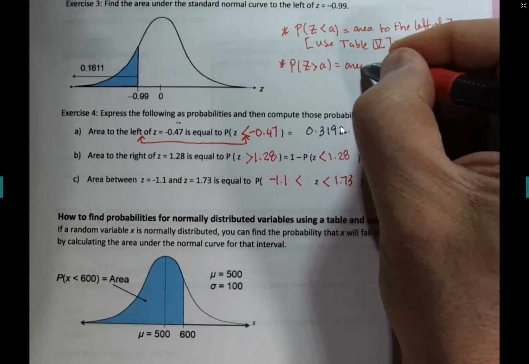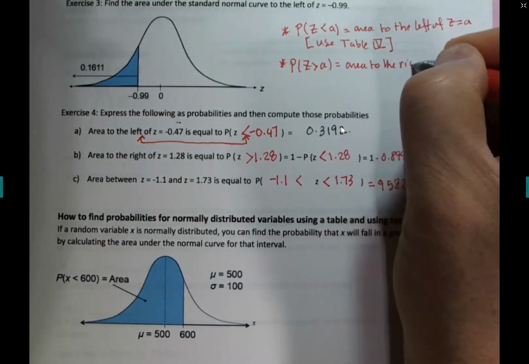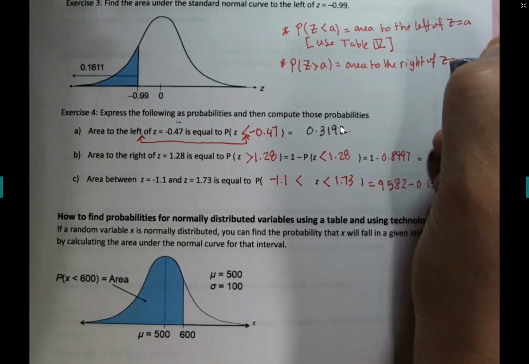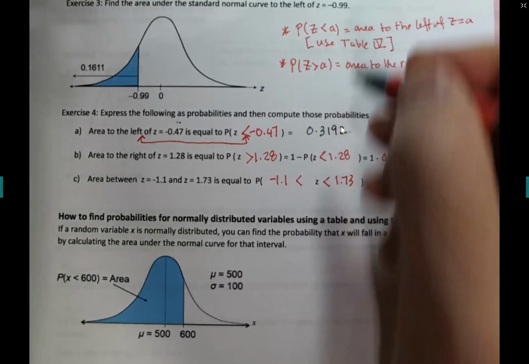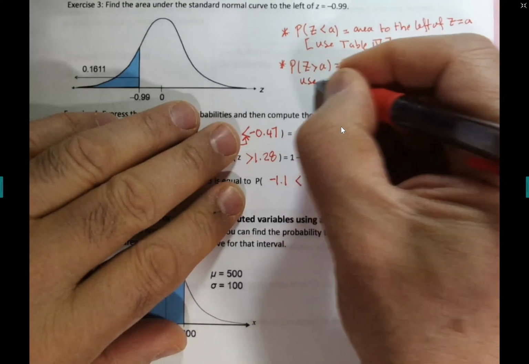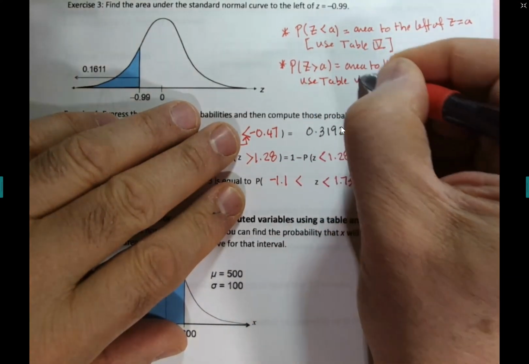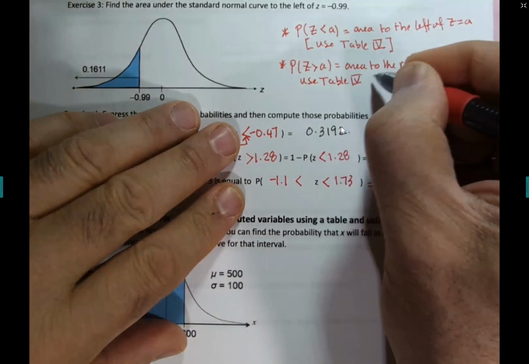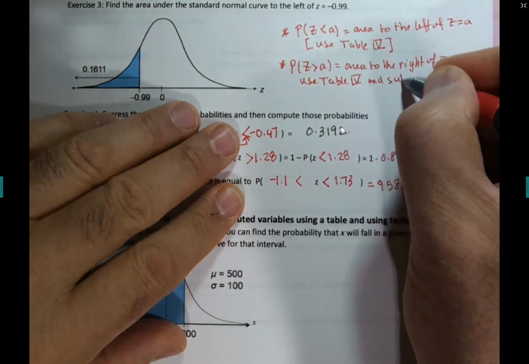Which is area to the right of Z equals A. Can someone tell me what to do here? In words. You can say it in words and I'll write it down. What do we do, guys? We use the table, and then what do we do with the answer we get from the table? Subtract it from 1. Exactly. Use table 4 and subtract answer from 1.